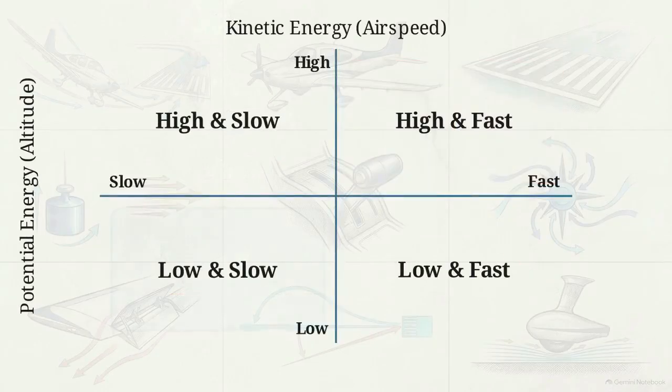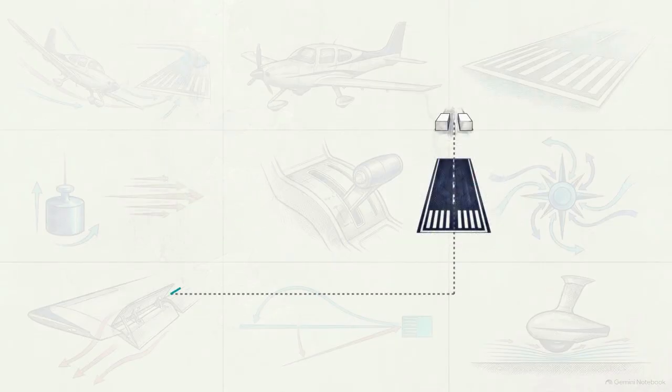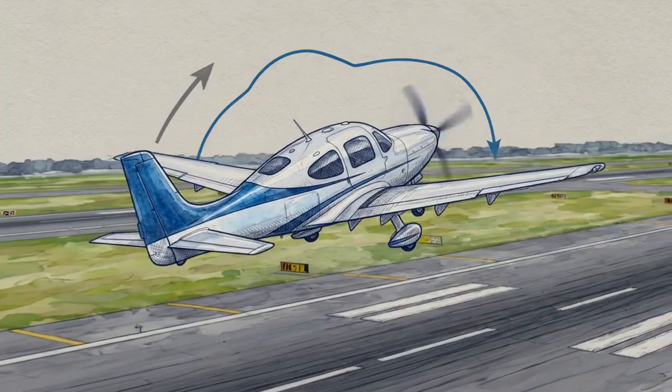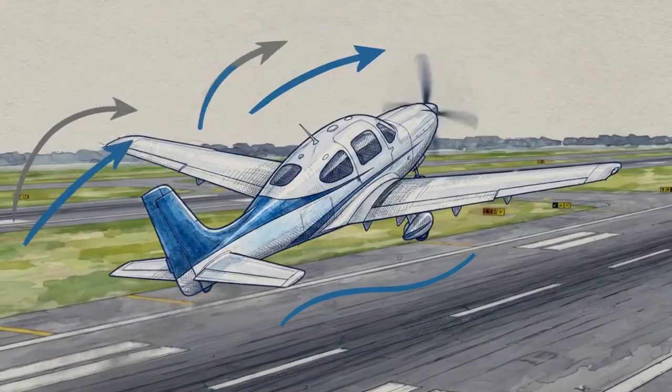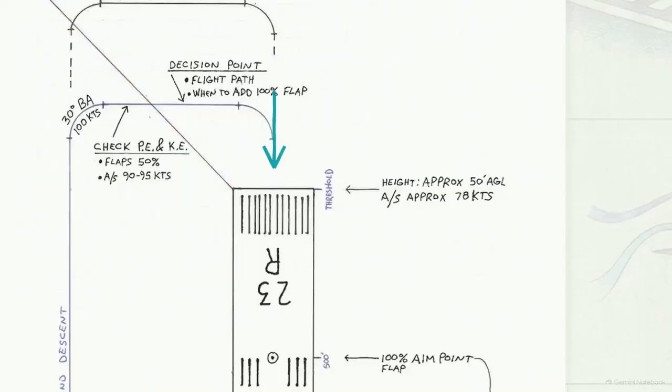Conversely, if you evaluate your energy and find yourself in a low and slow state, your energy is depleted. To correct this, you must pitch the nose down and turn slightly into the runway to cut the corner and shorten your distance. You are never a passive passenger during an engine-out descent. You have to actively squander or conserve energy through these lateral track changes to guarantee you arrive at the threshold correctly. Your final approach targets are strict.